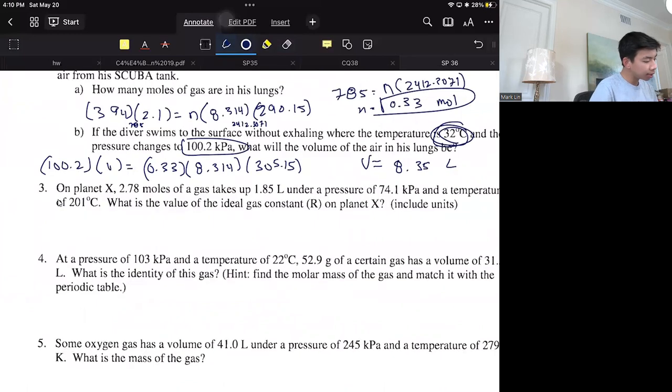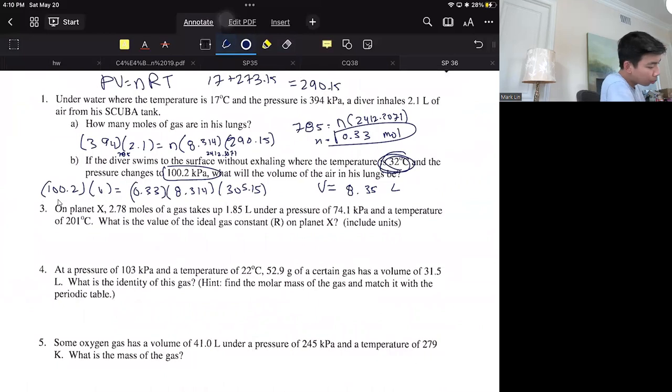On planet X, 2.78 moles of gas takes up 1.85 liters under a pressure of 74.1 kilopascals and a temperature of 201 degrees Celsius. What is the value of the ideal gas constant R on planet X? So right, we're just trying to find what the constant R is.